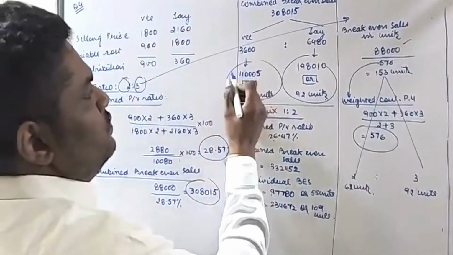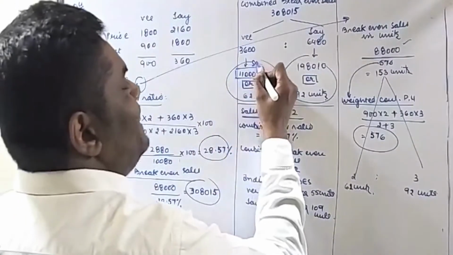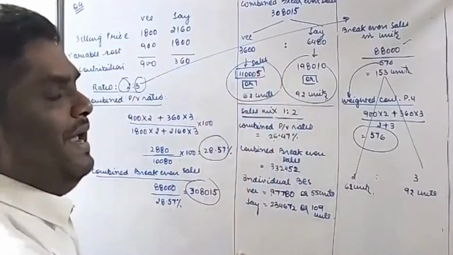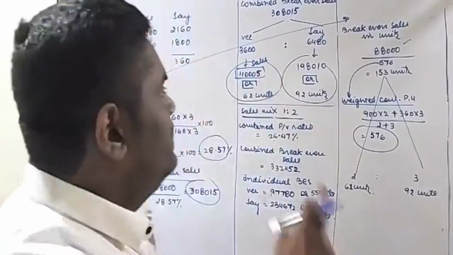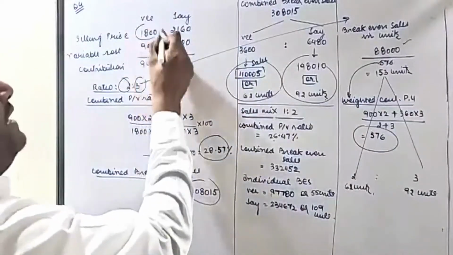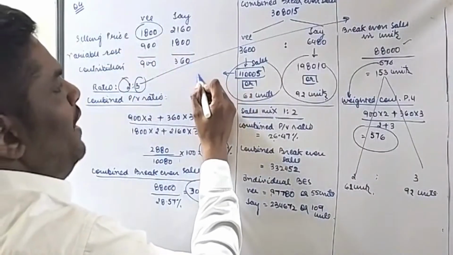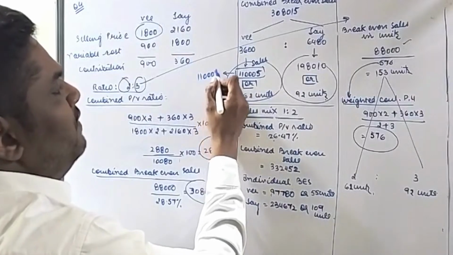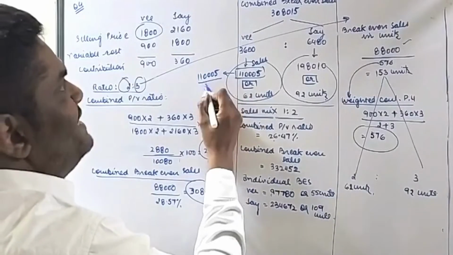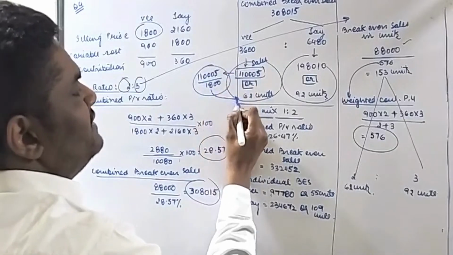Okay, so this is 1,10,005. This is my sales of product V. And see, the product V selling price is how much? 1,800. So 1,10,005 is my total sales. If we divide it by our selling price, we will get the units, that is 62 units.